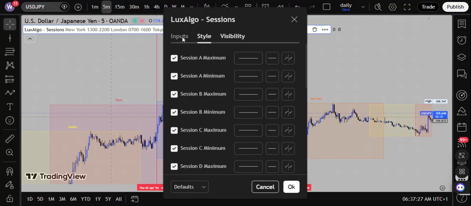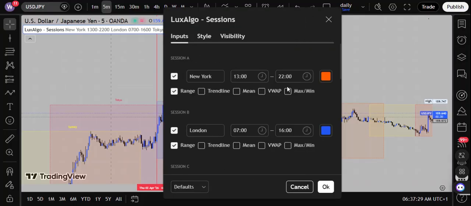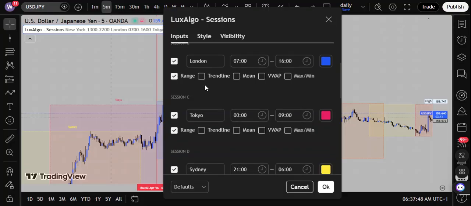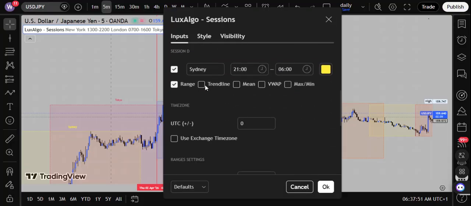Come all the way here. So for the input session, you can fine tune the time zone, right? And in this, we have the range, which is this box that you have here. If you want to apply a trend line to each session, you can apply a trend line to that session as well. You can check out the mean, the VWAP, the max and minimum range, right? So this is just it.